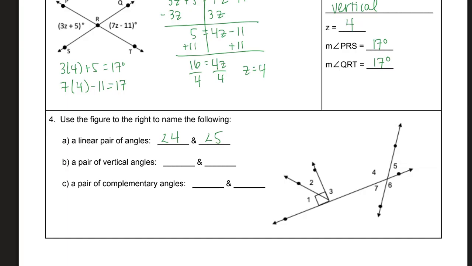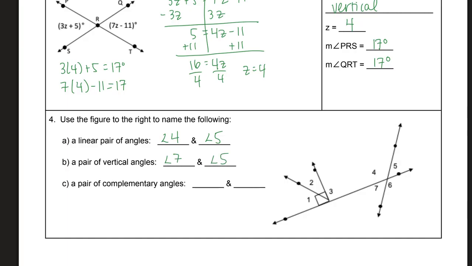We want a pair of vertical angles. So vertical angles, we're looking for two intersecting lines or two intersecting straight angles. And we're looking at the angles across from each other. So we could do 4 and 6, or you can do 7 and 5. So I'll do angle 7 and angle 5.